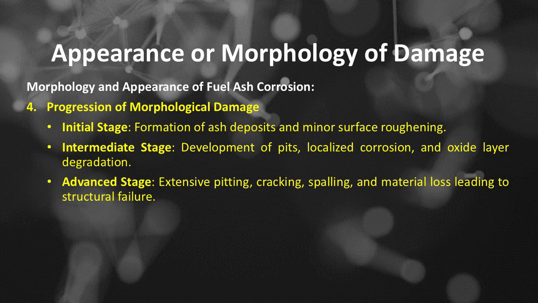Number 4, progression of morphological damage. Initial stage: formation of ash deposits and minor surface roughening. Intermediate stage: development of pits, localized corrosion, and oxide layer degradation. Advanced stage: extensive pitting, cracking, spalling, and material loss leading to structural failure.